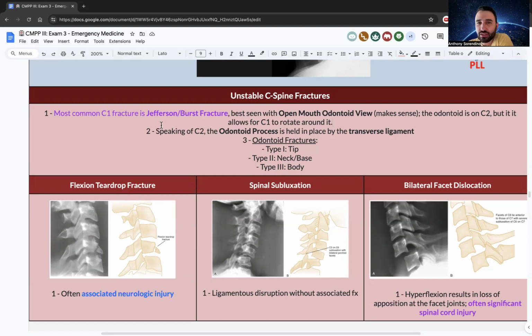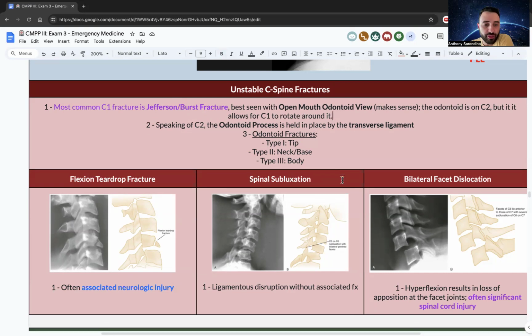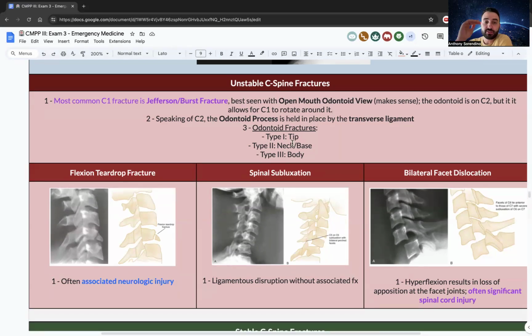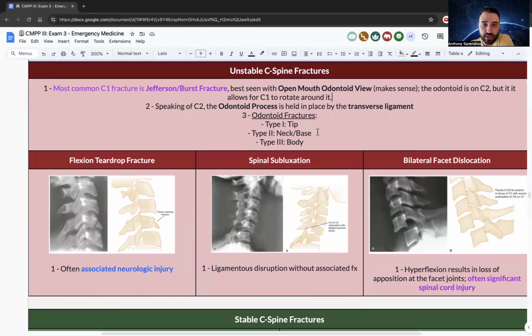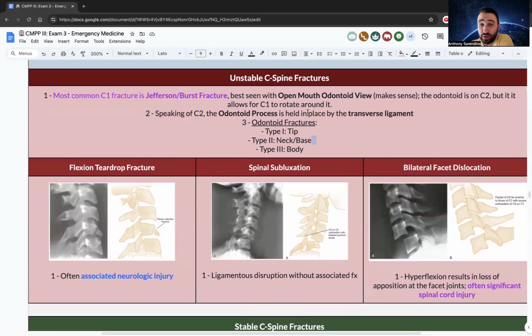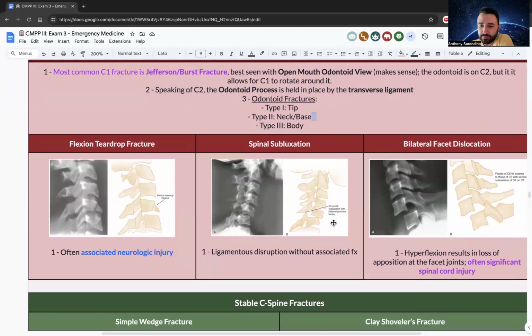Yeah, because I guess it's still a C1 fracture, but you're not going to be able to rotate around the odontoid. I don't know. I'm probably overthinking this. Type 1 is just the tip. Type 2 is the neck and the base. Type 3 is the body for the odontoid fractures. It's held in place by the transverse ligament.